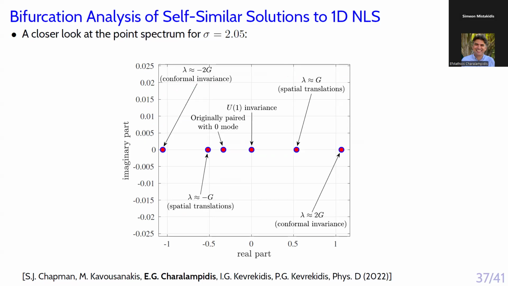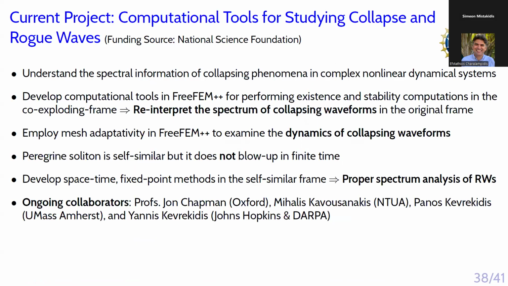You have translations, you have phase invariance in there, and here is essentially the point spectrum, all the eigenvalues close to the origin emanating from the localized pulse, and those are connected with symmetries. You have U(1) invariance that was paired with this mode. You have spatial translation. So all the positive eigenvalues that appear in that co-exploding frame are nothing else than symmetry modes. So those solutions that we found are expected to be stable in the original frame.